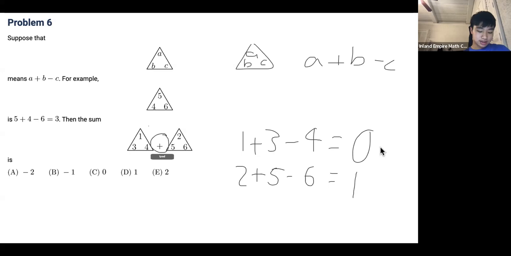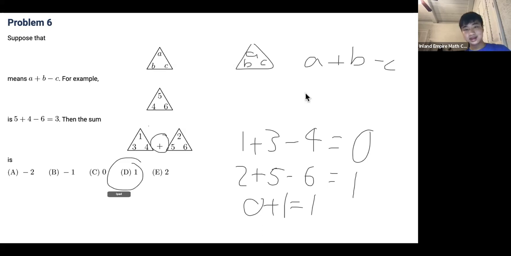And since we're adding these two triangles together, we get 0 plus 1 equals 1. And 0 plus 1 equals 1, yes, that is pretty simple. So it is indeed D.